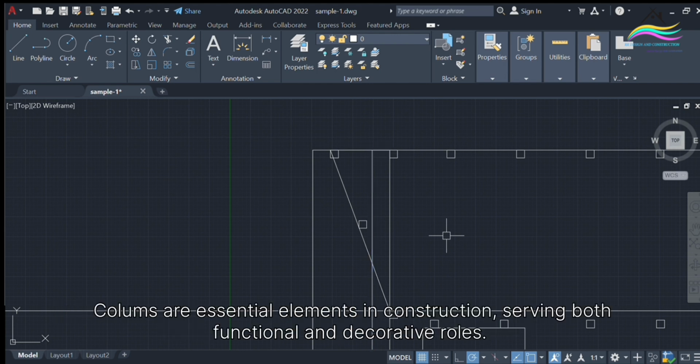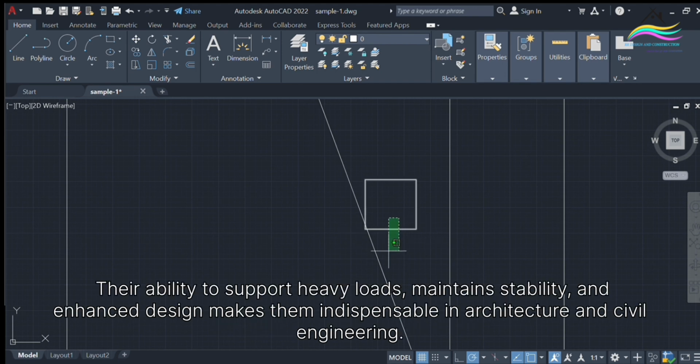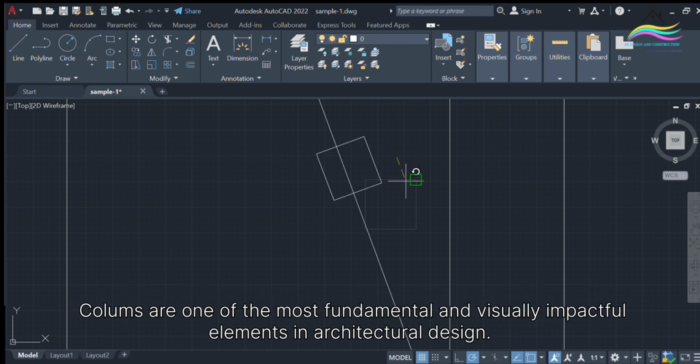Conclusion. Columns are essential elements in construction, serving both functional and decorative roles. Their ability to support heavy loads, maintain stability, and enhance design makes them indispensable in architecture and civil engineering.